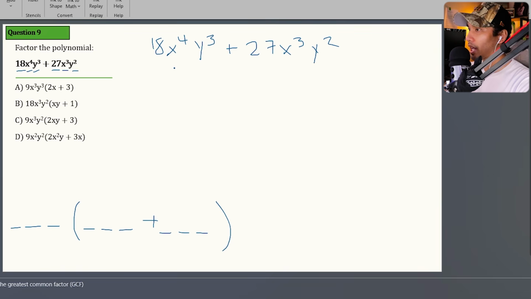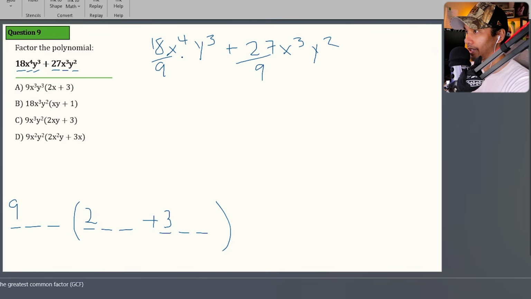And then what I would do next is, between these two terms, what is the greatest common factor? It's not 18, but it is 9. So you could take out a 9 from this. We're going to divide both terms by 9 and put the 9 here. 18 divided by 9 equals 2, and then 27 divided by 9 is 3.